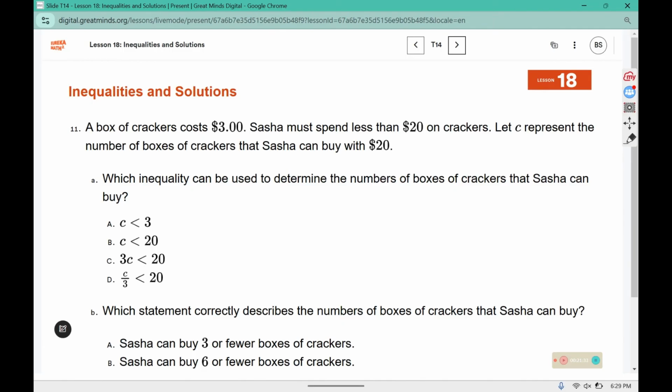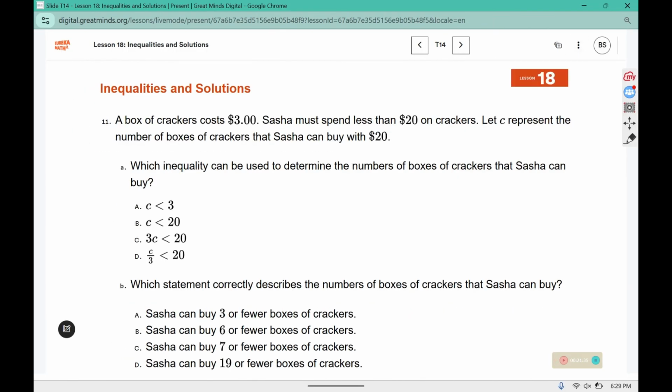A box of crackers costs $3. Sasha must spend less than $20 on crackers. Let C represent the number of boxes of crackers that Sasha can buy with $20. Which inequality can be used to determine the number of boxes of crackers that Sasha can buy? Well, she's getting $3 each, and she wants to spend less than 20. So that would be C.